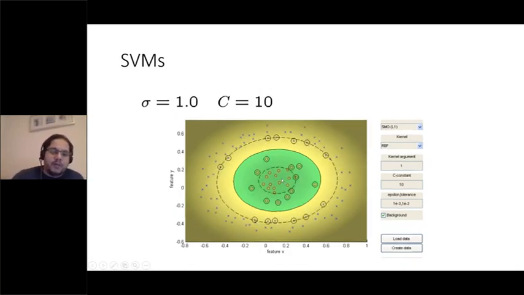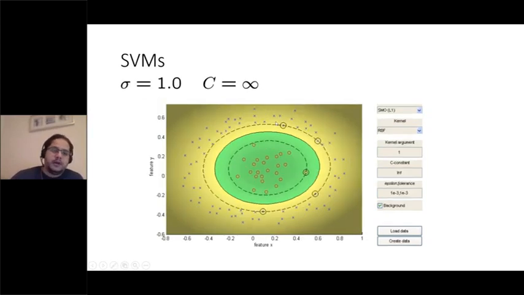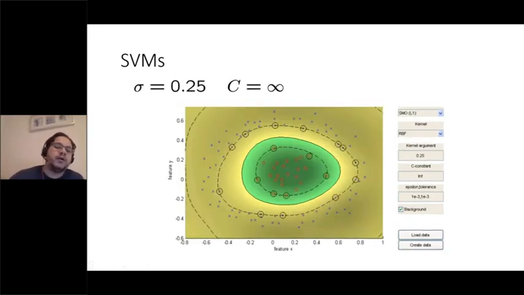But if sigma is small, this is the same sigma, but with a lower c. We are tolerating more errors here. But if sigma is smaller, we are not capturing the whole shape. We are capturing the shape only of the support vectors. The shape of the ball here is more influenced by how the support vectors are shaped.